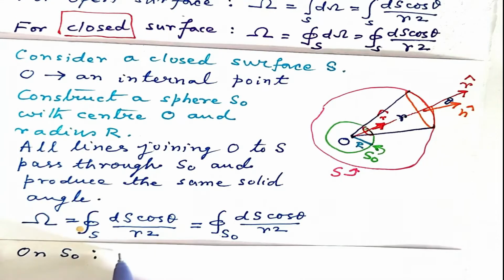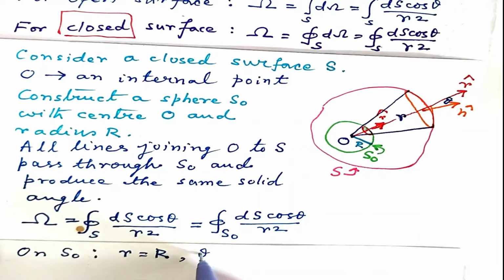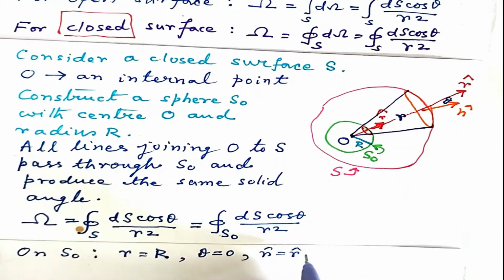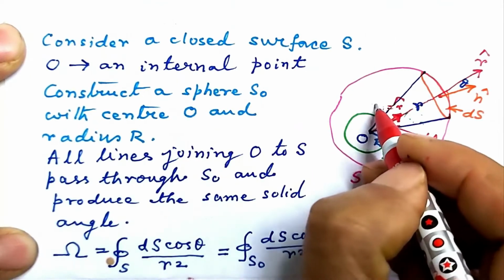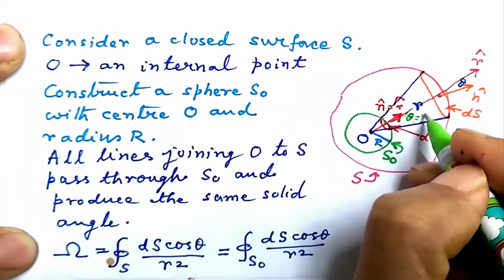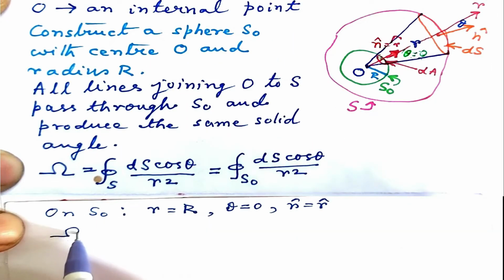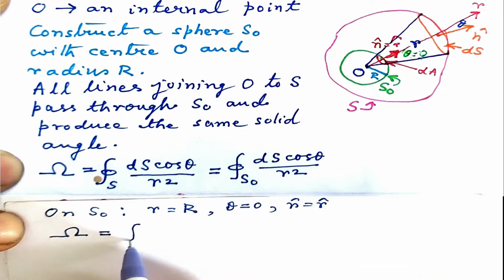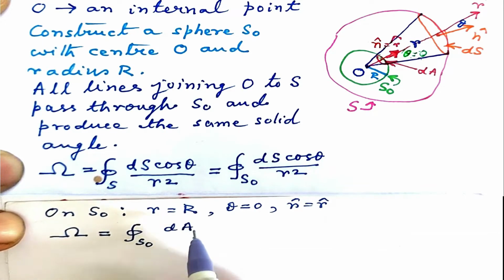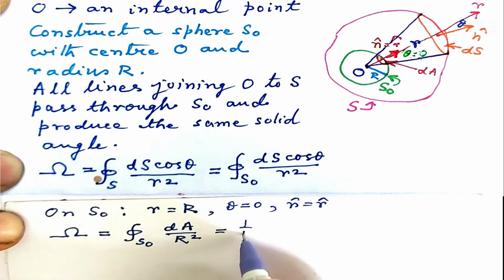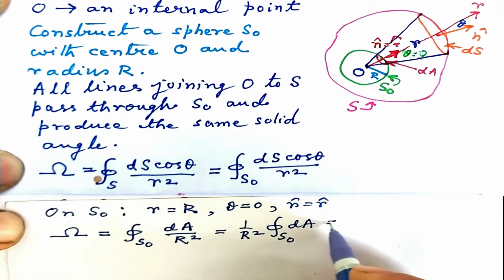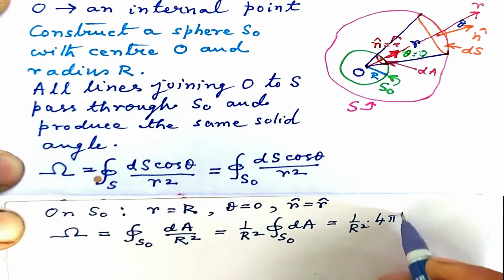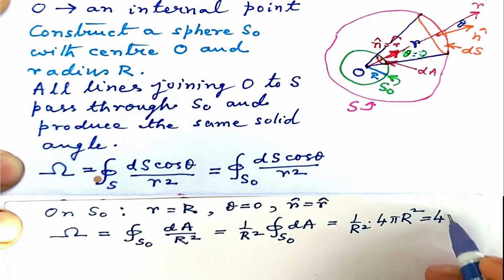Now on S0, r is the radius of sphere, theta is 0, n hat equal to r hat. This is dA, a portion of sphere S0 on which n cap equal to r cap, and so theta equal to 0. So solid angle omega equal to integration over S0 of dA by r square. R is the radius of sphere. R is constant, so take 1 by r square out. So we have 1 by r square integration over dA, that is 4 pi r square by r square, which on cancellation is 4 pi.